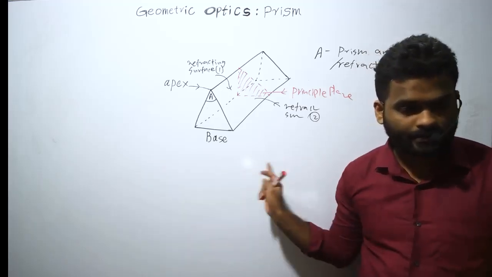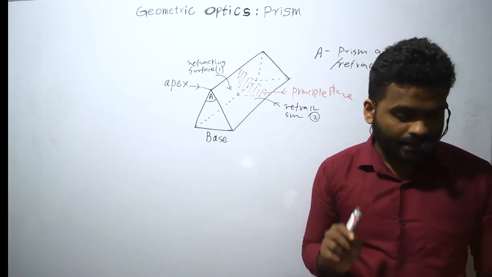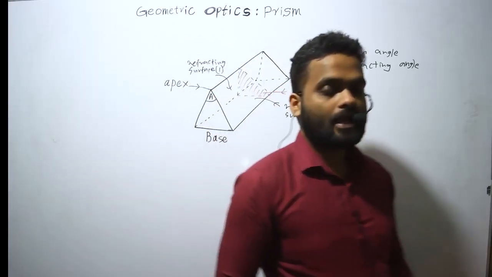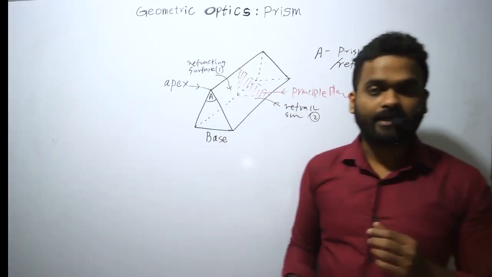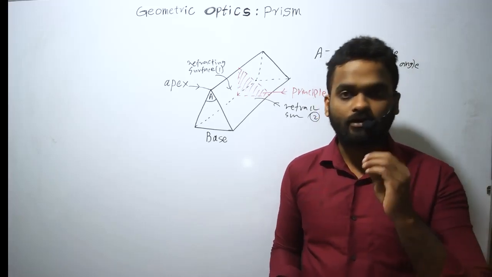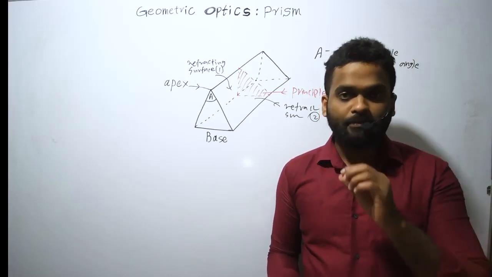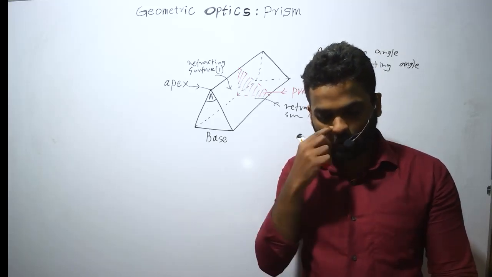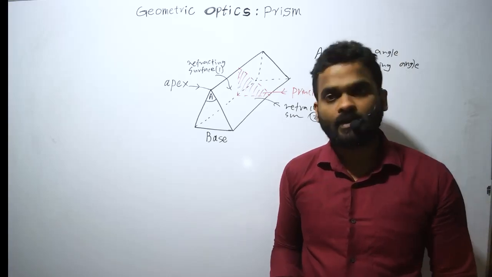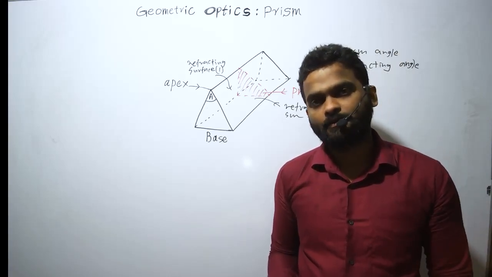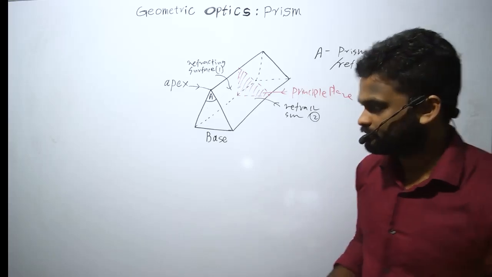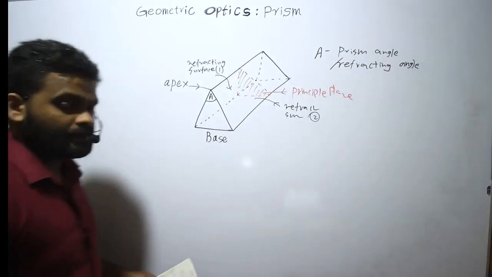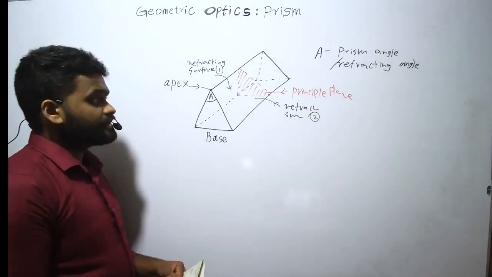Below this, consider a monochromatic light ray. Consider a monochromatic light ray being incident on a glass prism placed in air. Okay. So this is important, really.